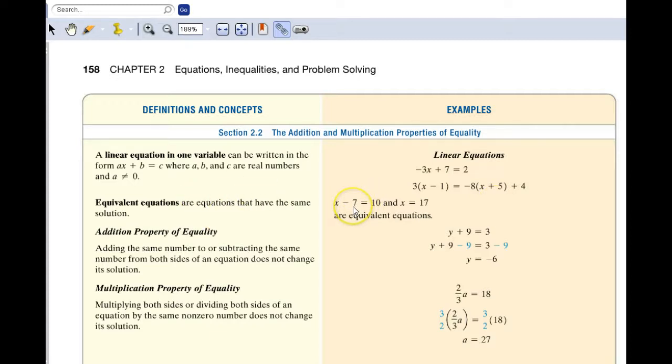Equivalent equations are once we start with something, we're going to add 7, its additive inverse, to both sides. Here it becomes a 0. Here it becomes 17. These are equivalent equations, and since you only have an x on one side and a number on the other, this is the solution.